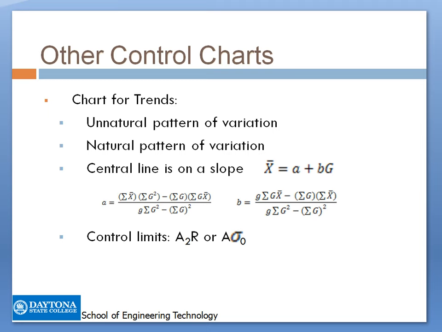Once you have the central line, which is represented on a slope, you calculate the control limits. You use A sub 2 times R if you're using the range chart, or you use the standard deviation, you use the other formula. This is a chart that you can easily see the dispersion of the data.